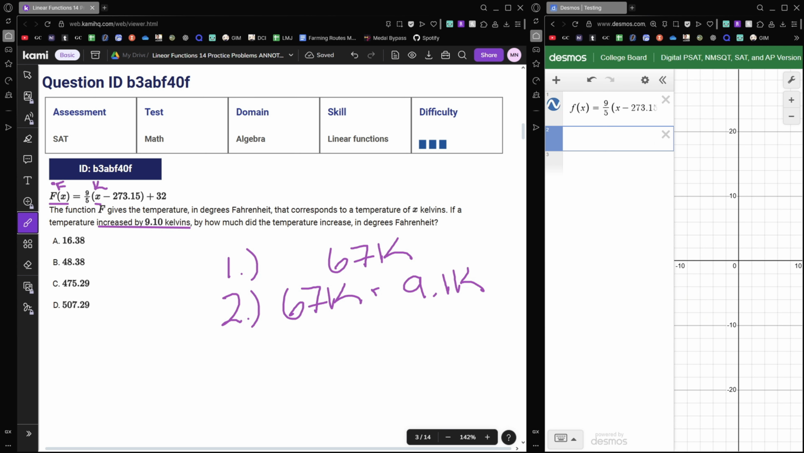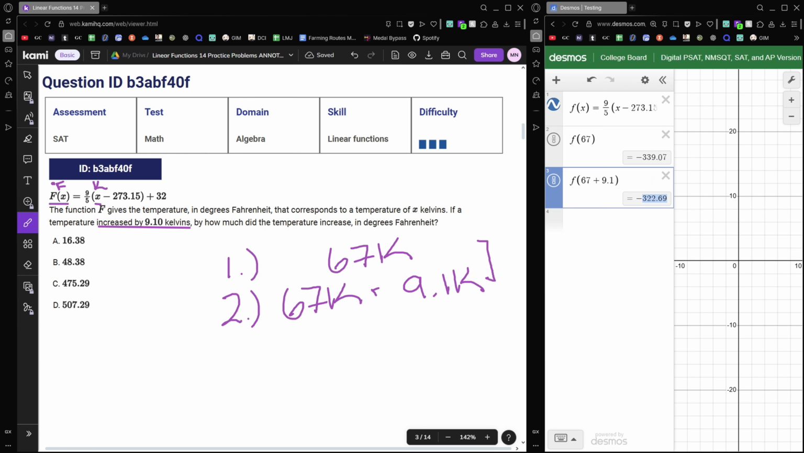And now we're trying to find out how much the temperature increased from the first temperature to the second temperature in degrees Fahrenheit. So what I'm going to do now is plug these numbers into our equation. So over here, I'm going to do f of 67, because that's our first temperature, and we get that this is the degrees Fahrenheit of 67 Kelvin. Then I'm going to do f of 67 plus 9.1. This is going to be our second temperature, or after the temperature increased by 9.1 Kelvin. And we get that the temperature of 67 plus 9.1 Kelvin would be negative 322 in degrees Fahrenheit.